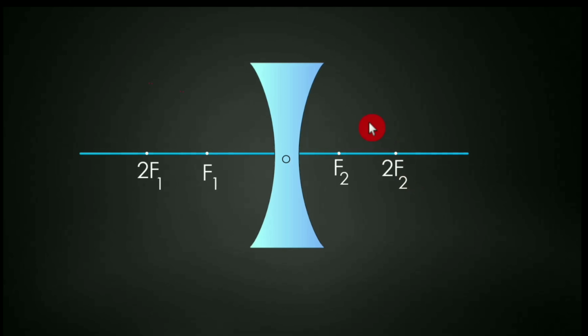Fine. And the terms of the concave lens are the same as for the convex lens. It contains 2F1, F1, F2, 2F2, optical center and principal axis. These are the terms about spherical lenses, right?